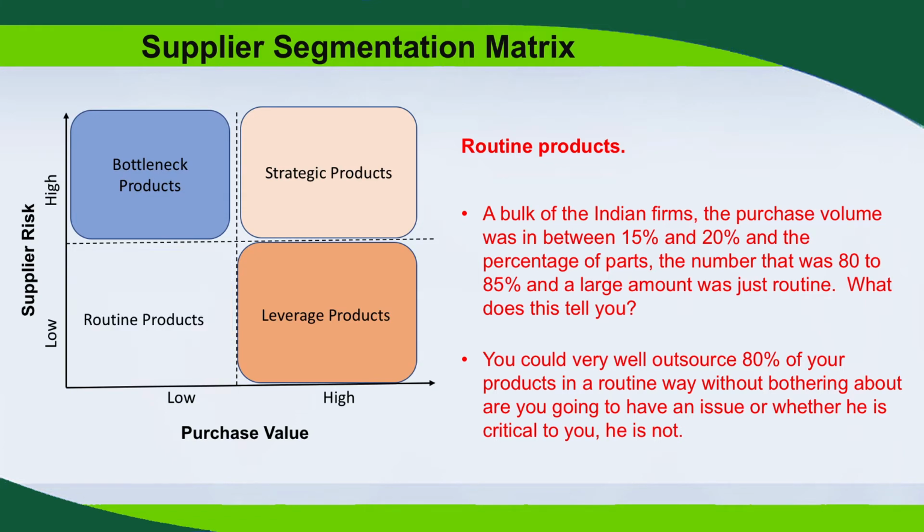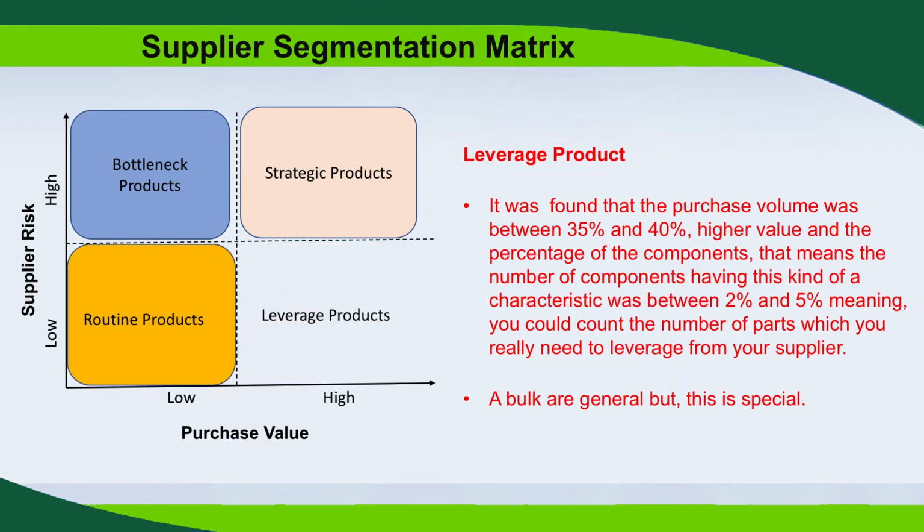He is not. If you go to the next quadrant, where the volumes are a little higher, the one to the right, they found that the purchase volume was between 35% and 40%, higher value, and the percentage of the components, that means the number of components having this kind of a characteristic, was between 2 and 5%, meaning you could count the number of parts which you really need to leverage from your supplier. A bulk are general, but this is special.